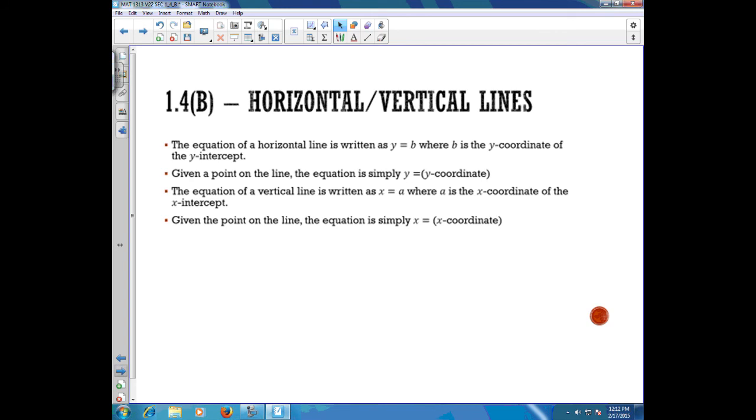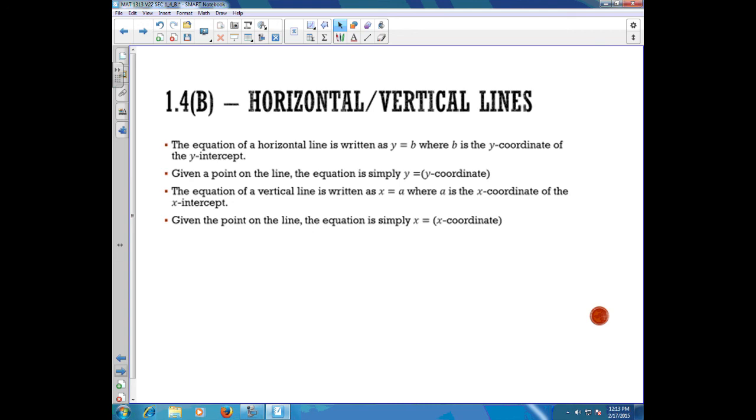Now we're going to talk a little bit about horizontal and vertical lines. The equation of a horizontal line is written as y equals b, where b is the y-coordinate of the y-intercept. We've talked a bit in previous lessons about horizontal and vertical lines. Given a point on the line, the equation is simply y equals the y-coordinate. Same works for a vertical line, except we're going to talk about x. The equation of a vertical line is written as x equals a, where a is the x-coordinate of the x-intercept. And given some point on the line, the equation is simply x equals whatever the x-coordinate is.